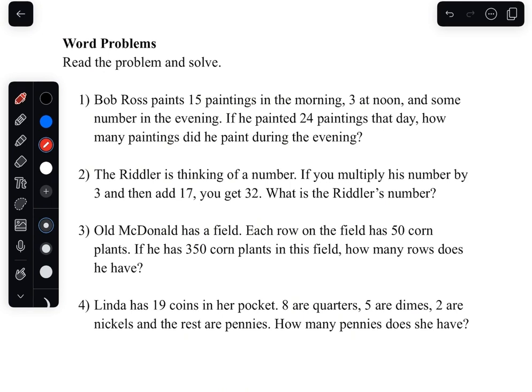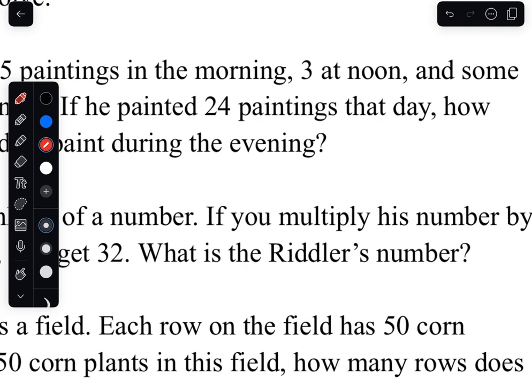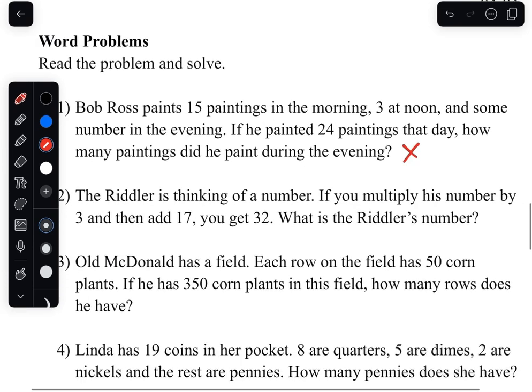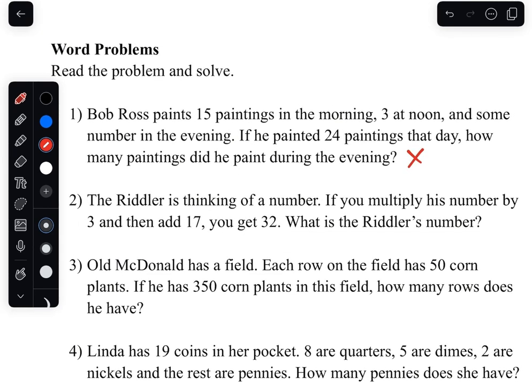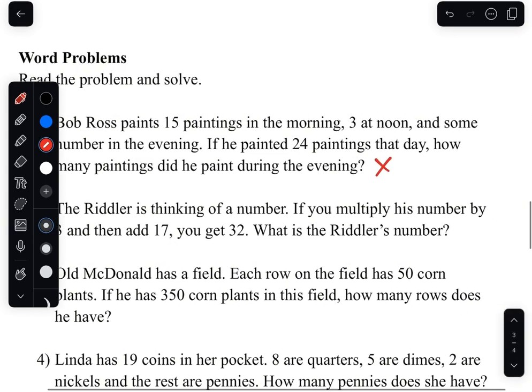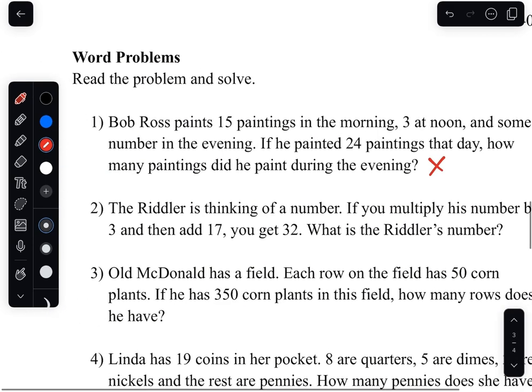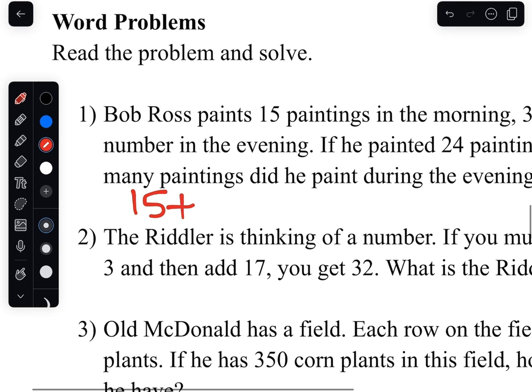Word problems. Read the problem and solve. Number 1. Bob Ross paints 15 paintings in the morning, 3 at noon, and some number in the evening. If he painted 24 paintings that day, how many paintings did he paint during the evening? So let's say that the amount of paintings he painted during the evening stood for x. So since we're trying to find x, the way we would set up this equation would be 15 plus 3 plus x is equal to 24.